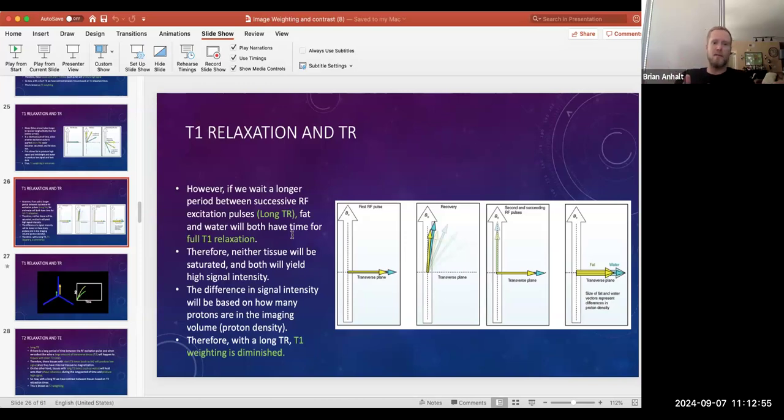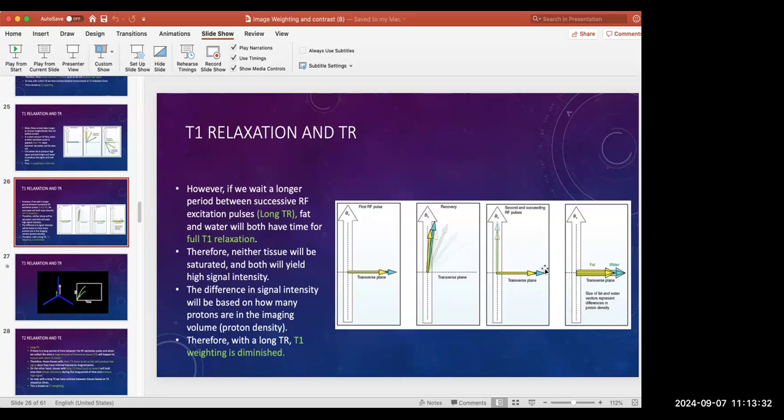Understanding that something happens because of something else is part of the story, but you need to know why. Why does a long TR eliminate T1 contrast? You're allowing all the tissues to recover, so now you can't really differentiate and get a stronger signal from one or the other. Yeah, so we're allowing for full T1 recovery to happen. So now when we flip again, any sort of contrast will not be based on T1 recovery times, right? Because they all fully recovered.